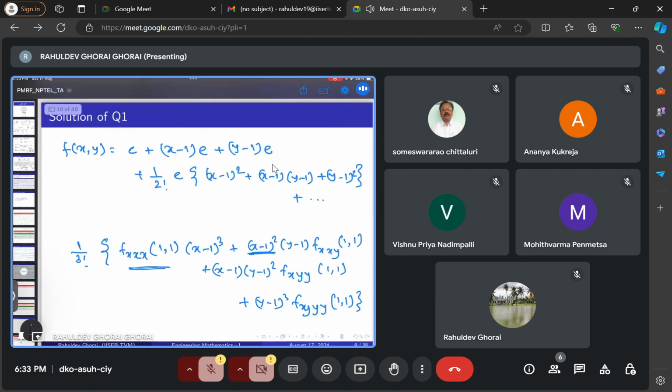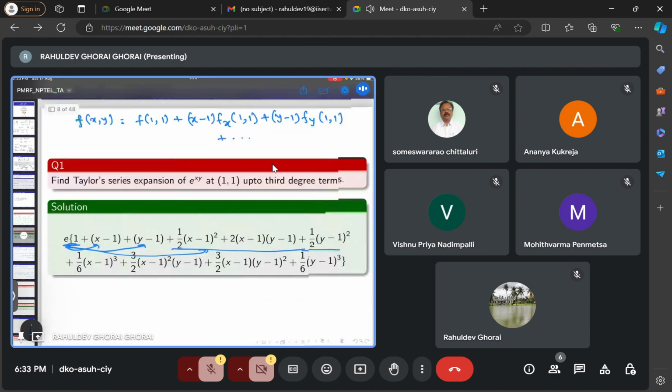So what we have done is how to approximate a function of two variables by a polynomial of degree n, an nth degree polynomial. Here the question was to write a Taylor series expansion of e to the power xy. The solution is the Taylor series expansion of e to the power xy, and you can see the solution written.